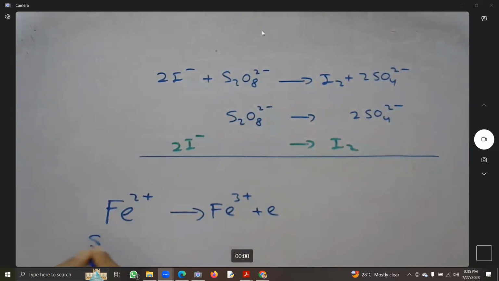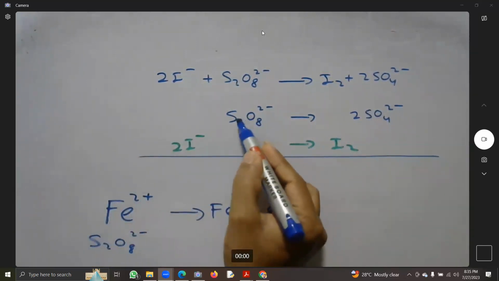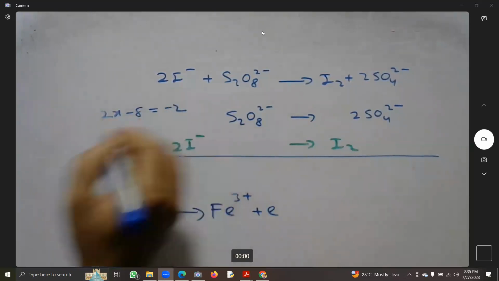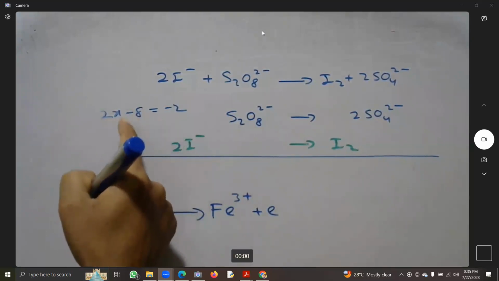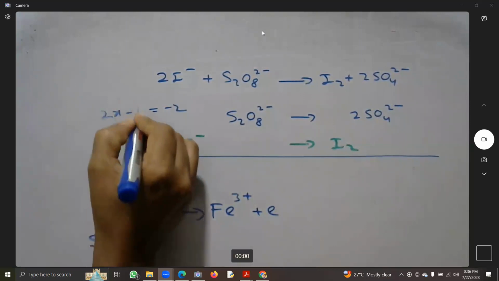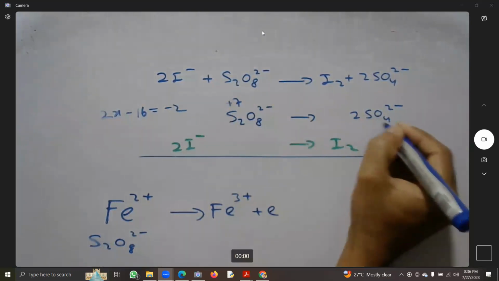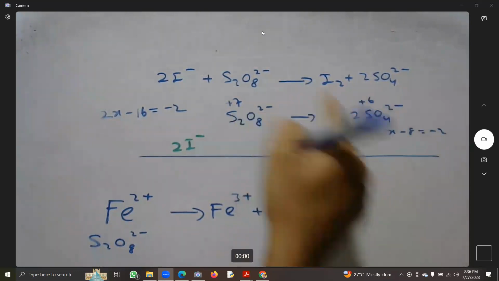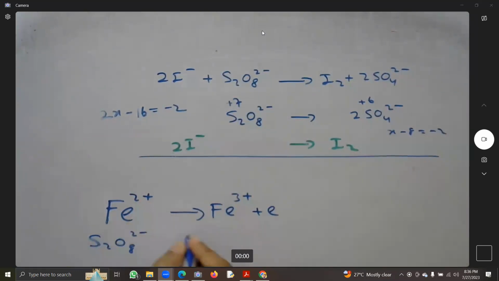Next to S2O8 2 minus, if I want to couple it, first I have to check the oxidation and reduction. So here we see what's the oxidation number of this? 2x minus 16 is equal to -2, so x is +7 for this sulfur atom. -16, so this -16. Then this sulfur is +7 here. This one will be x minus 8 is -2, so +6. So this went under reduction. So this goes under reduction. This should go under oxidation. That's correct. So this is going into oxidation.